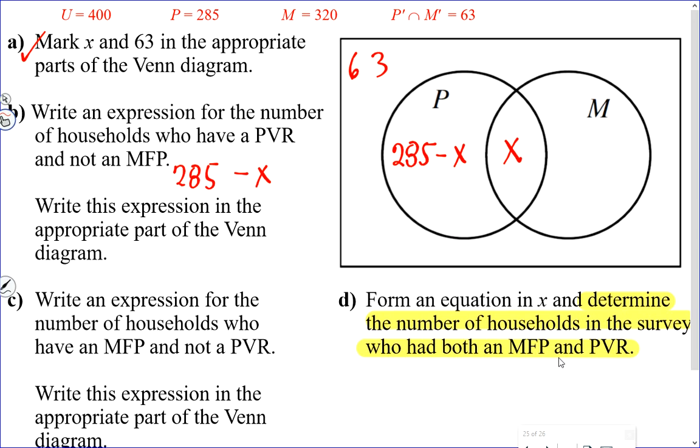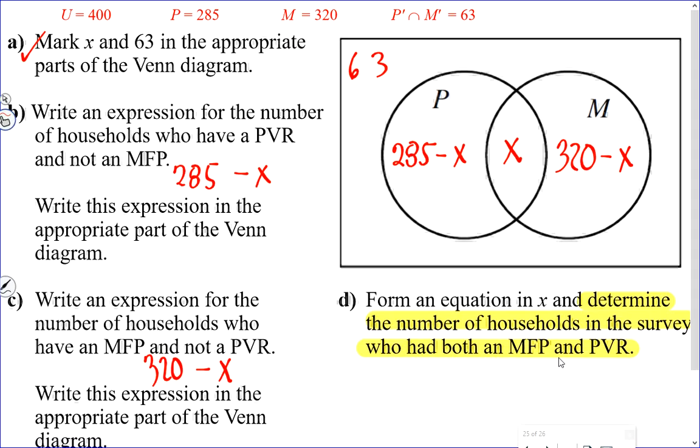Write an expression for the number of households who have the printer. Well, 320 have a printer. But some of those 320 also have a PVR. And we need to take away the number that have a PVR to get the number that have just the printer but not the PVR.